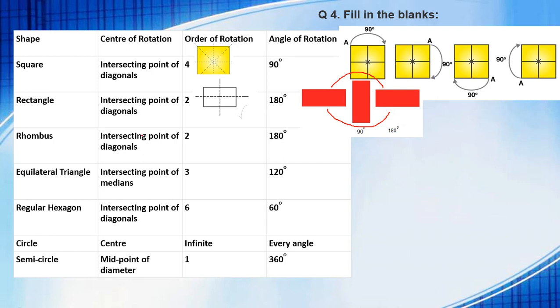Similarly, for a rhombus, the center of rotation when the rhombus is rotated is the intersection point of its diagonals. So this is the center of rotation.